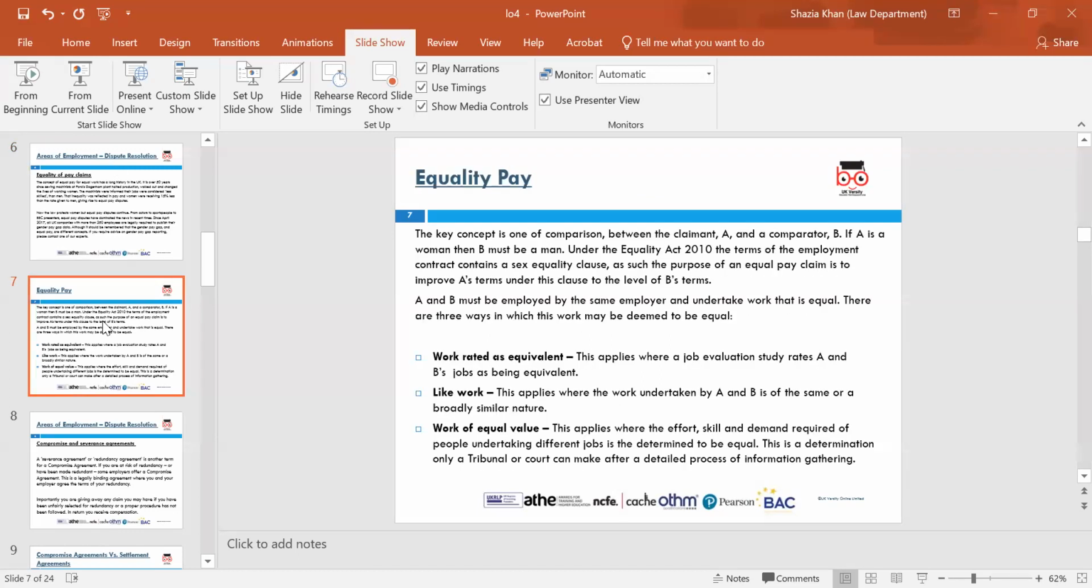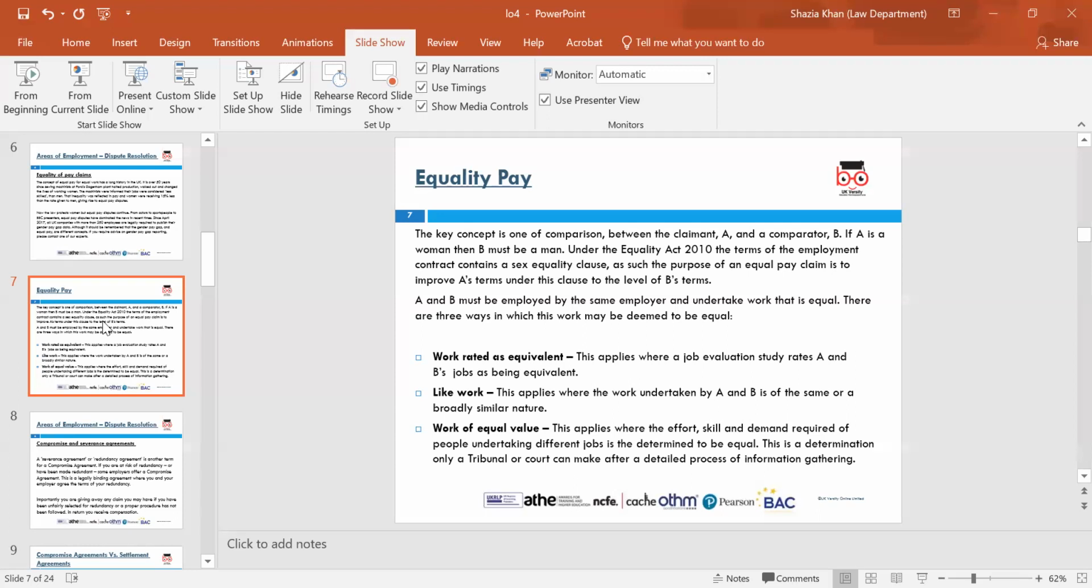Equal pay. The key concept is one of comparison between the claimant A and a comparator B. If A is a woman, then B must be a man. Under the Equality Act 2010, the terms of an employment contract contain a sex equality clause, as such the purpose of an equal pay claim is to improve A's terms under the clause to the level of B's terms. A and B must be employed by the same employer and undertake work that is equal.